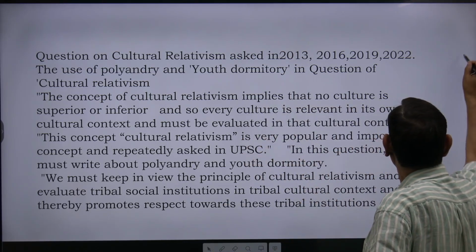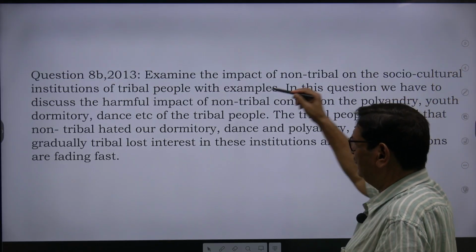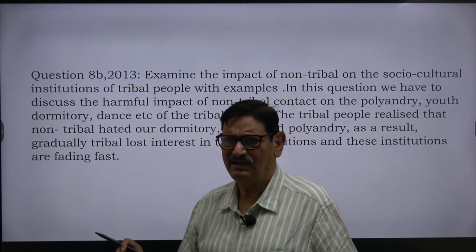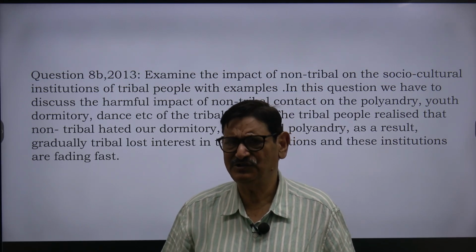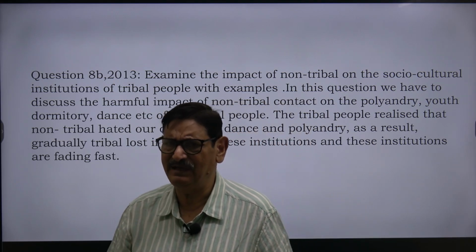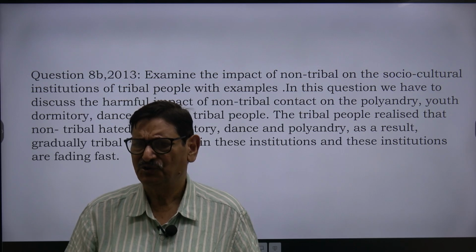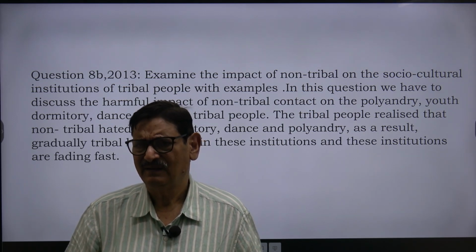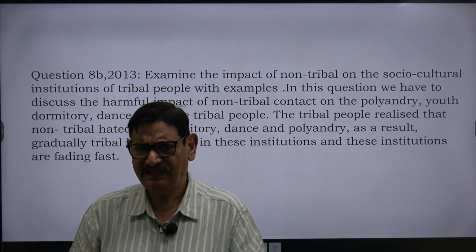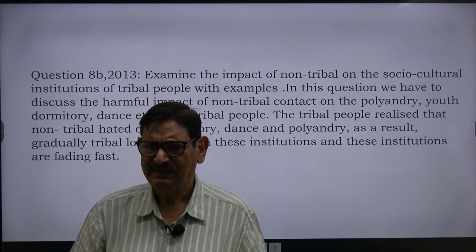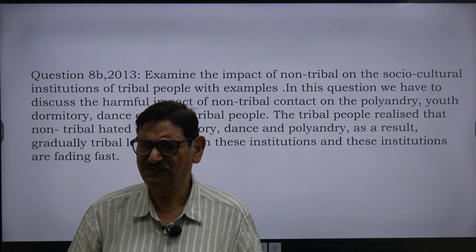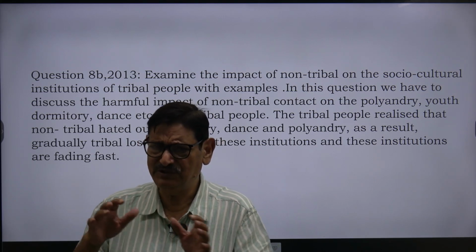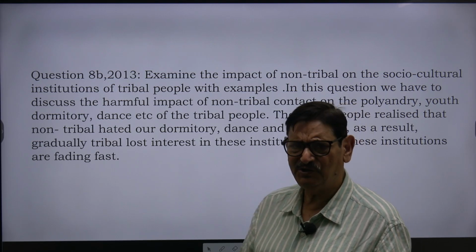Now the question: examine the impact of non-tribal contact on the socio-cultural institutions of the tribals. Even in this question, we have to discuss the impact of non-tribals on tribal social institutions like polyandry and dormitory. And we use the same logic: in culture contact, tribals realize that non-tribals hated their institutions. They look down upon their polyandry, and as a result, they lost interest in the institutions, and the institutions are fading fast. So in this question also, we have to talk about polyandry and youth dormitory.